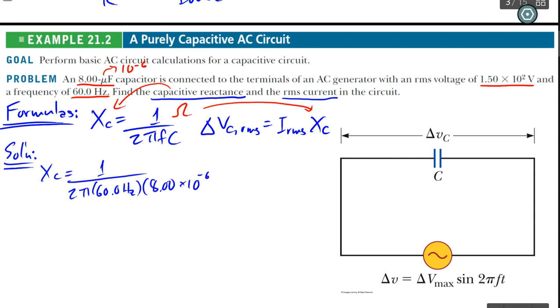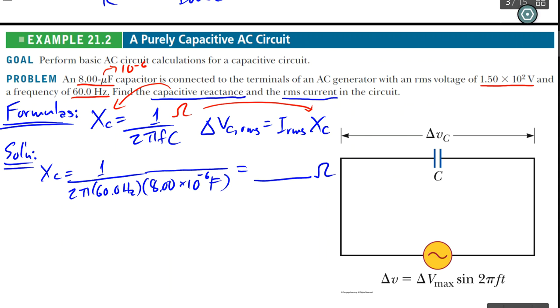Don't forget the micro. That's going to be important, but that's farads, not coulombs. Okay, now one interesting thing to note here is that since we're divided by 10 to the -6, 1 over 10 to the -6 should actually result in a relatively big number. Okay, so let's find out what this is. And the units I should end up with are in ohms, and that actually results in 332 ohms.